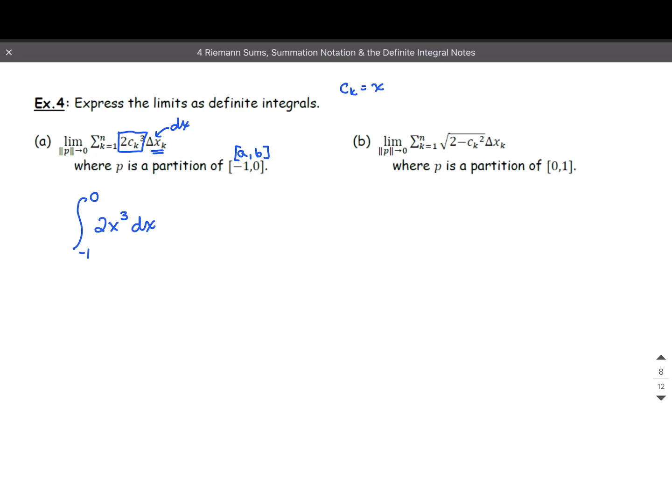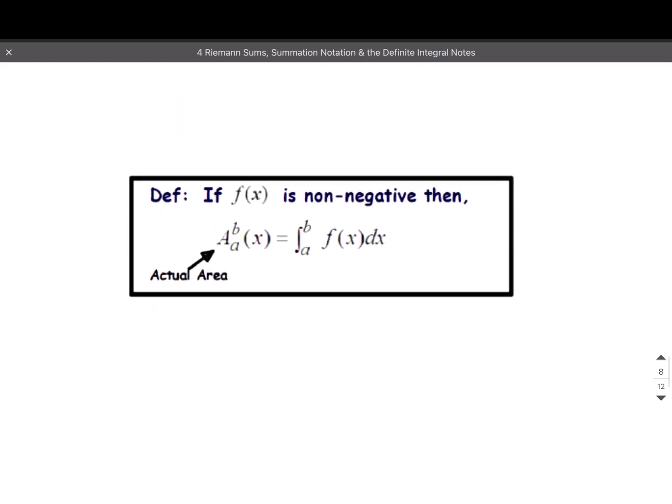Look at b. The limit of the norm of the partition goes to 0 of the summation as k goes from 1 to n of the square root of 2 minus c sub k squared times delta x sub k, where P is a partition of the interval from 0 to 1. So we're going to write the integral. We're going from 0 to 1. Okay, this is my delta x, is my dx. And then my function, I have the square root of 2 minus, but instead of c sub k, we put x squared. There you go. That's it.